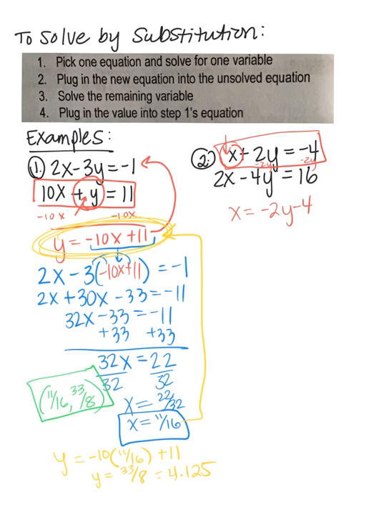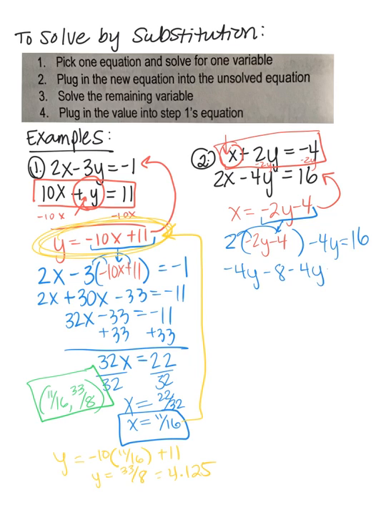I'm going to take that and plug it back into my untouched equation. So I'm going to have 2x minus 4y equals 16. Remember, I said x, but I wrote an open parenthesis because what's really going to go in there is that negative 2y minus 4. Remember, we're going to plug in what we just found there. So now at this point, it's going to be some PEMDAS. I'm going to distribute. We got negative 4y minus 8 minus 4y equals 16.